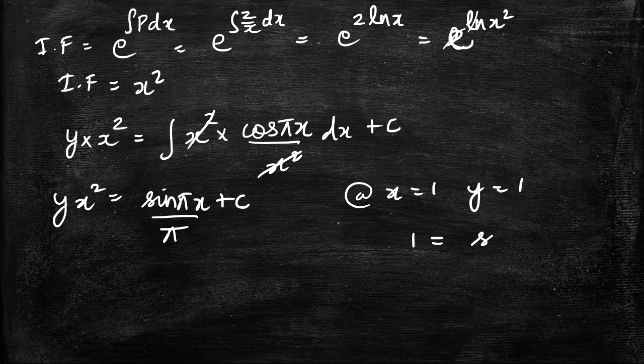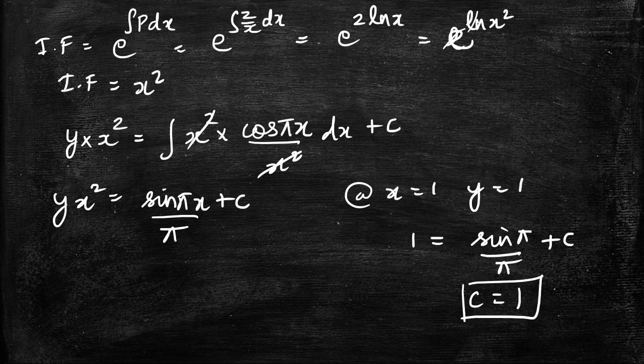So 1 is equal to sin pi by pi plus c. Sin pi is 0, so therefore c will be 1. Now I can write this equation as y x squared is equal to sin pi x by pi plus 1, and this sin pi will go to 0. Sin pi is 0 anyways, so this term will vanish.